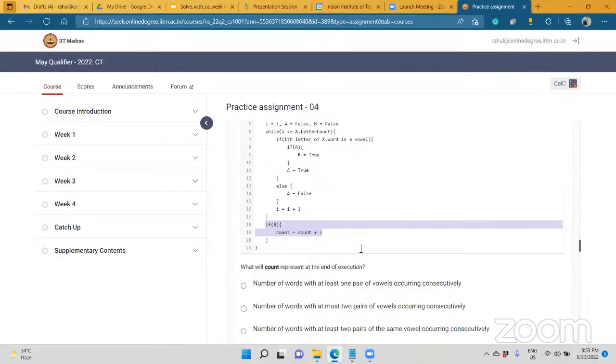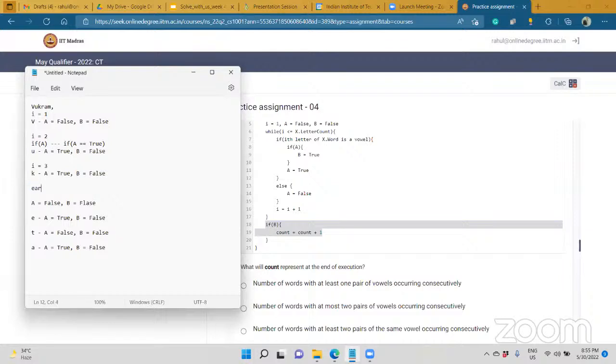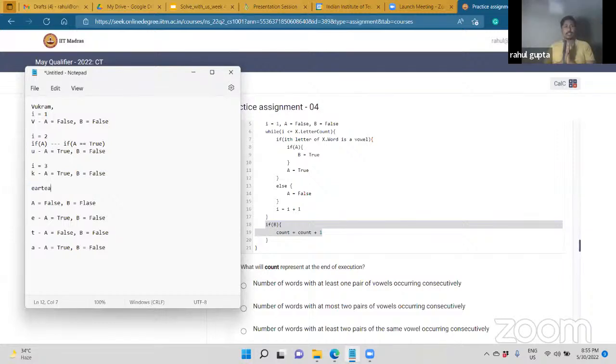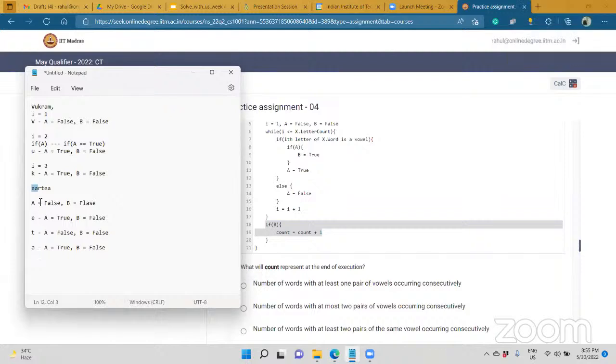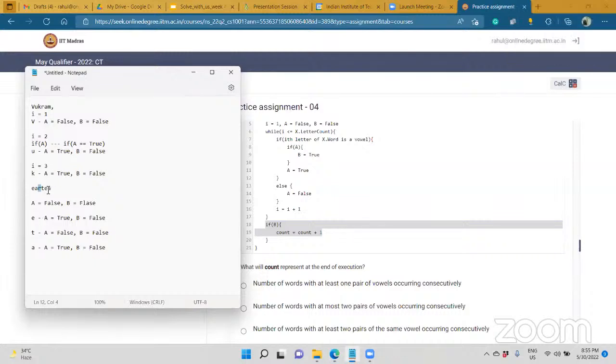Two vowels, one alternative consonant. Jitendra, that's the point I'm trying to make. I got your point, sir. For this, B becomes true, right? Yes, sir. For this, A becomes false? Yes, sir. What about B? It's true, sir. It will remain true.